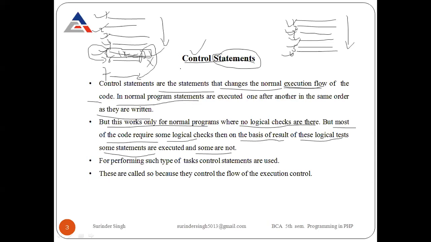Clear? What are these statements doing? They are controlling the execution flow of the program, deciding whether to execute some statements or not. For performing such tasks, control statements are used. They are called so because they control the flow of execution. Clear? Now, is it clear what control statements are?